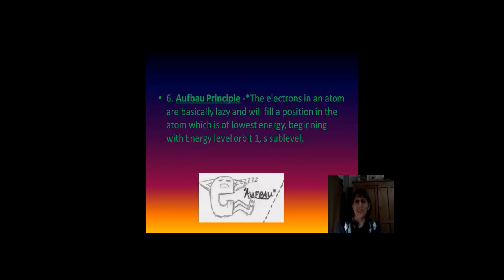Number 6 is the Aufbau principle. And this one says that electrons are basically lazy, and they're going to fill the position with the lowest possible energy output that they can. So before they fill a really high energy orbit, they're going to fill the lower energy orbits first. So the electrons in an atom are lazy, and they'll fill a position in the atom which is of the lowest energy level, beginning with energy level orbit 1 and the s sublevel. And because of that, when we have our spdf chart, it doesn't just go straight across 1s2, 2s2, 2p6, and so on. You have to use the diagonal rule to fill it all up.